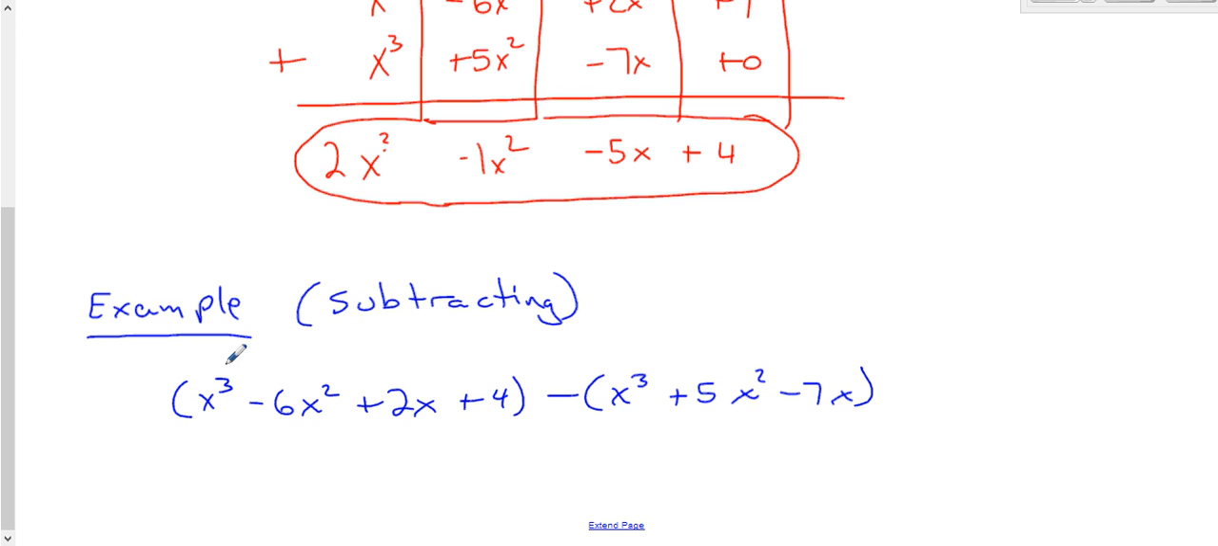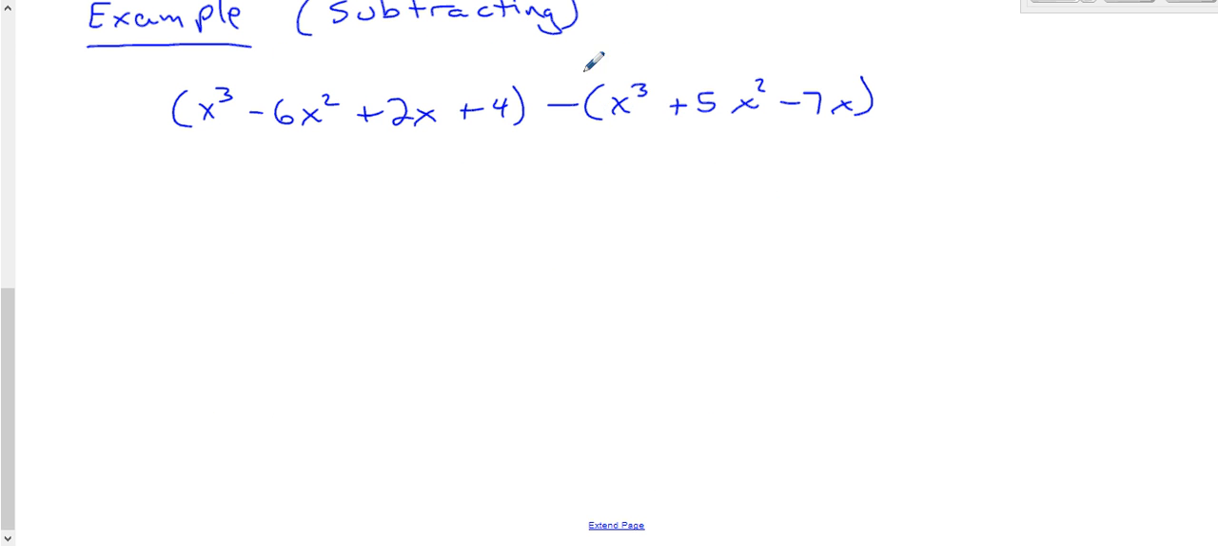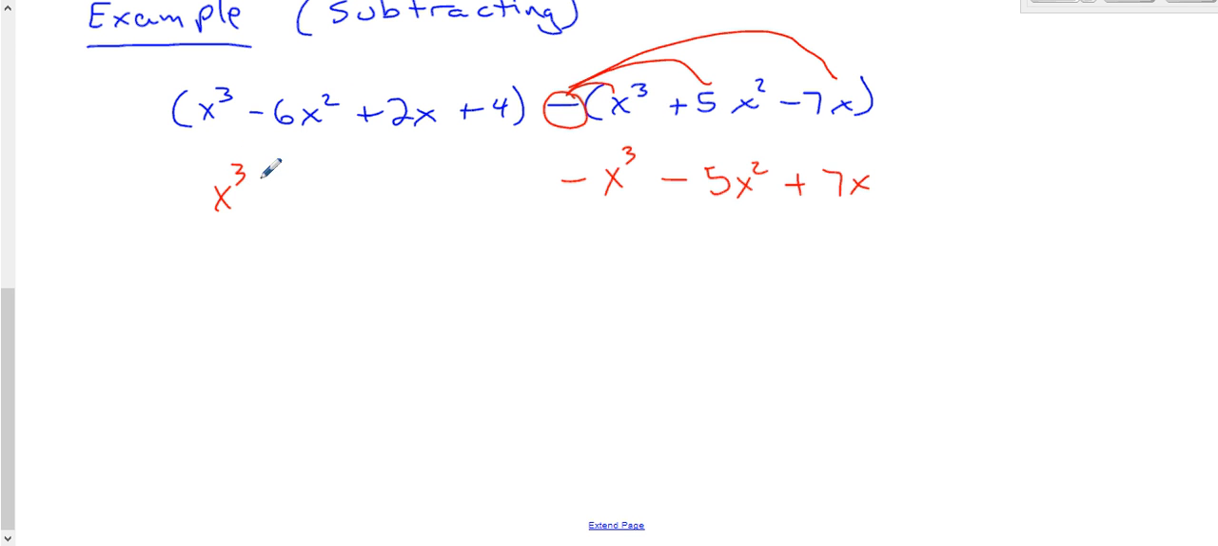Now, when I'm subtracting polynomials, you need to consider that the subtraction is affecting every single term in that second parentheses. And 5x squared is only one term. I messed up on that the first time I was doing it. So that's going to be minus x cubed. Minus a positive is minus 5x squared. Minus a negative 7x is going to be plus 7x. And so I've got x cubed minus 6x squared plus 2x plus 4, and then the rest here. Minus x cubed minus 5x squared plus 7x.